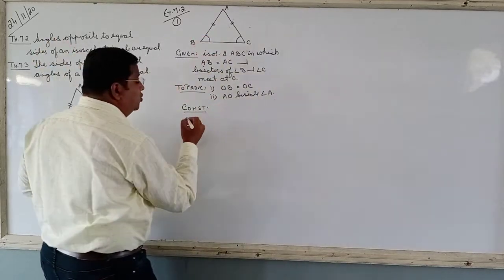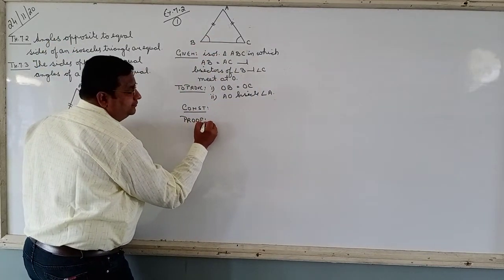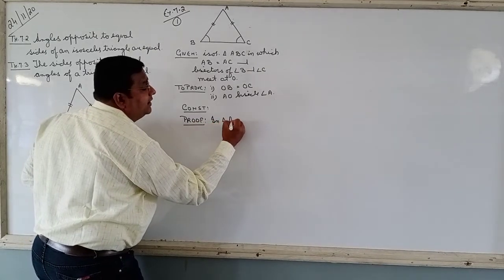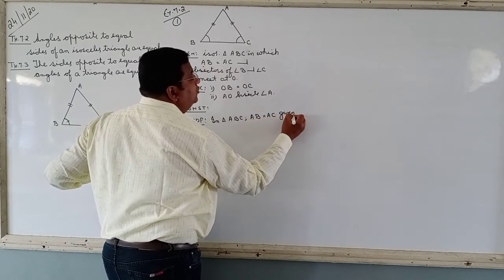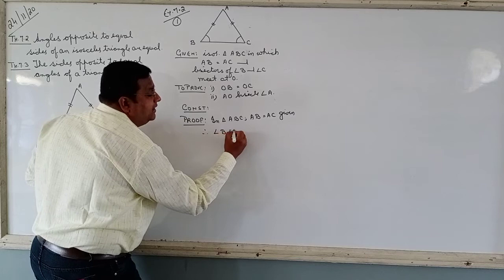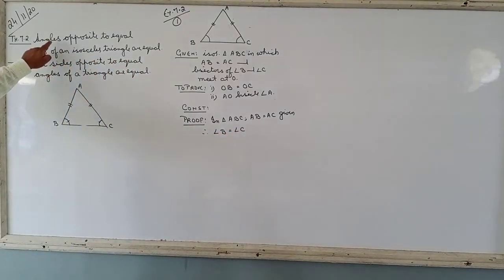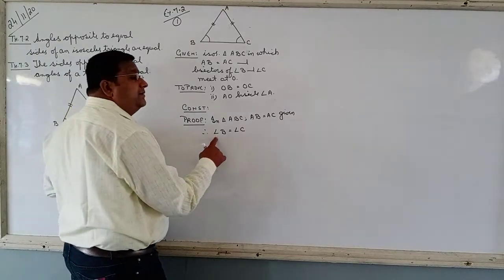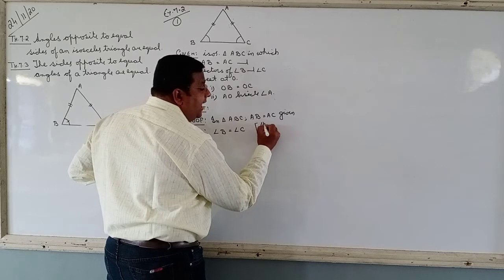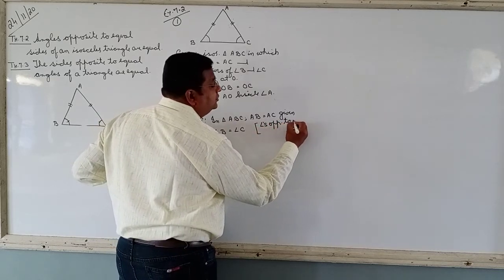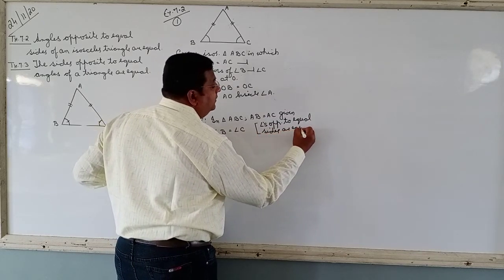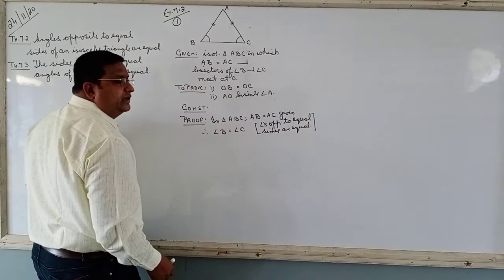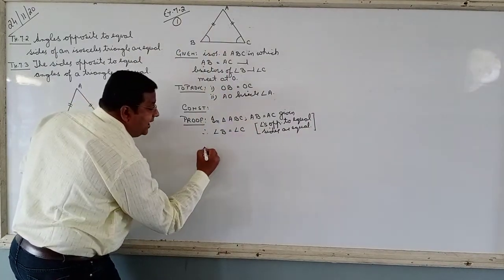Theorem number 7.2. Let us write it. In triangle ABC, AB is equal to AC, given to us. So therefore angle B is equal to angle C. Why? Angles opposite to equal sides of an isosceles triangle are equal. Angle B is equal to angle C. That is, angles opposite to equal sides are equal. Right?